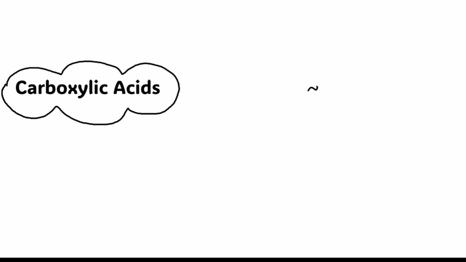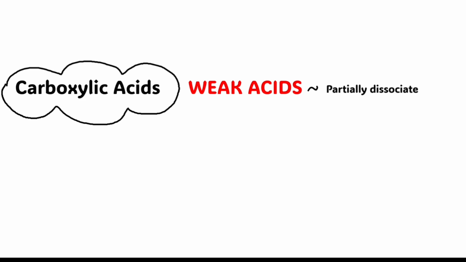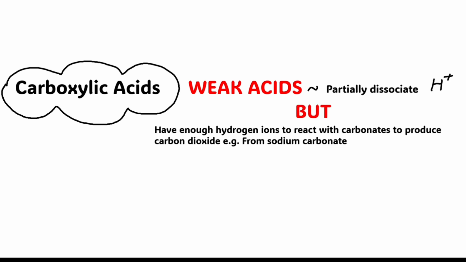Okay, let's learn more about carboxylic acids. Carboxylic acids are weak acids. This is because they partially dissociate hydrogen ions, meaning that they only produce few hydrogen ions, but they produce enough hydrogen ions to react with carbonates, such as sodium carbonate, to produce carbon dioxide. We'll show that later on in the video. And I'm going to show you how this happens, not the carbonate bit, but how they partially dissociate hydrogen ions.